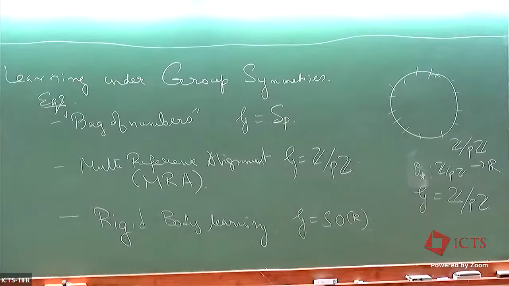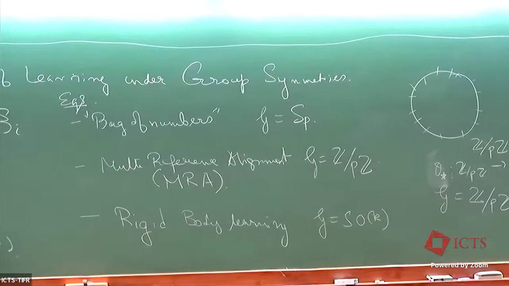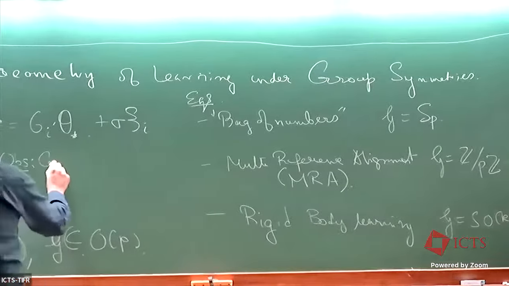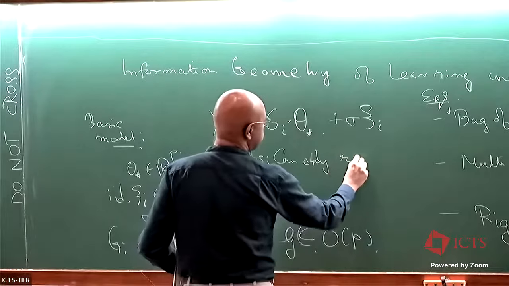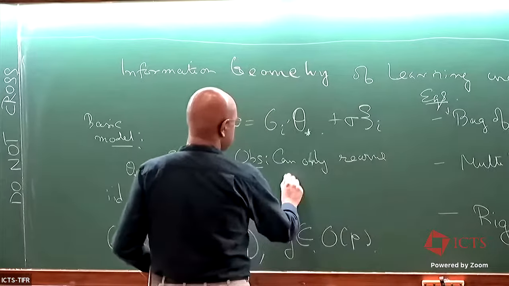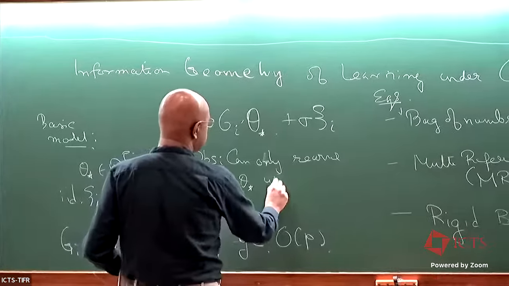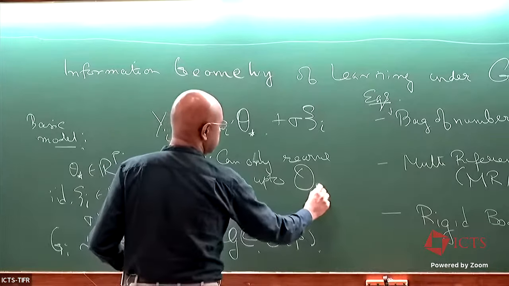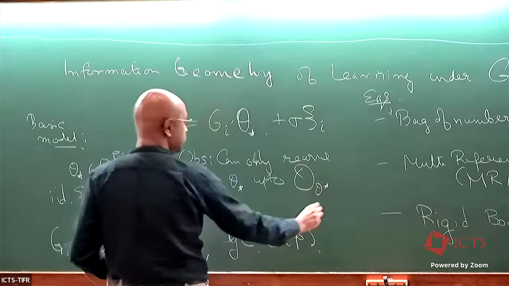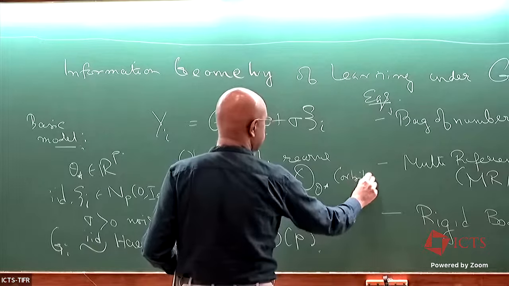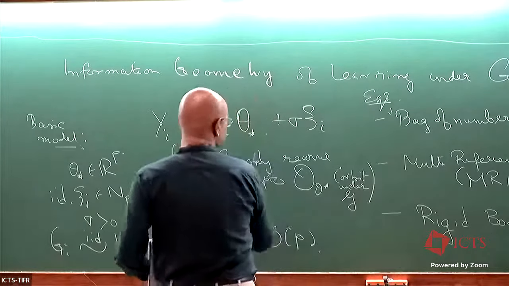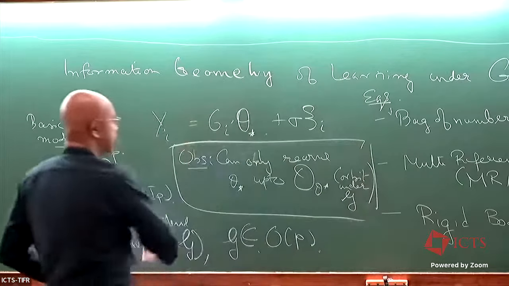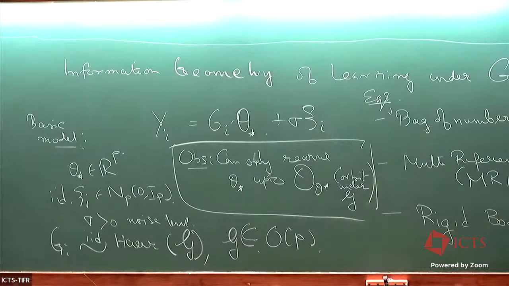Some natural or easy observations. So observation can only recover the true signal up to its orbit, which we call O theta, the orbit under the action of G. Okay. So this is a basic feature of this problem.